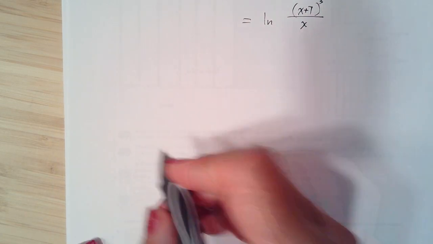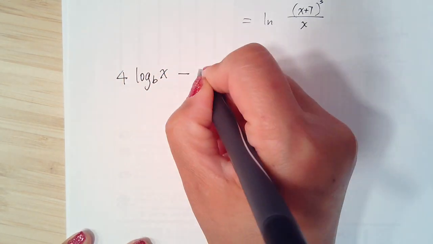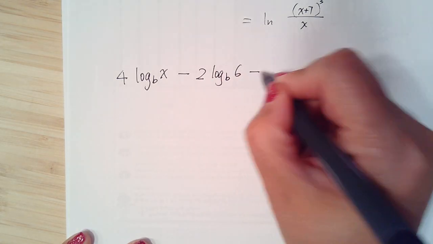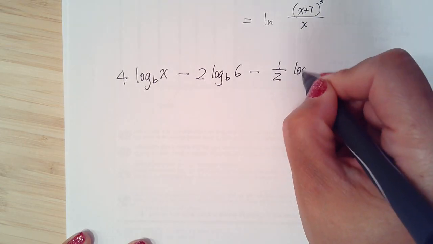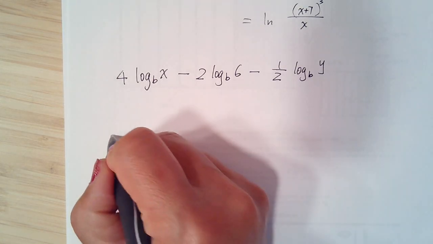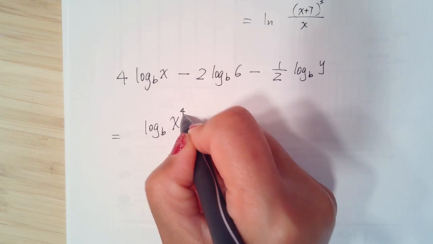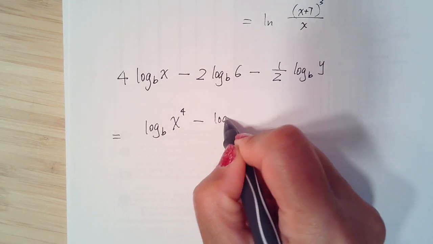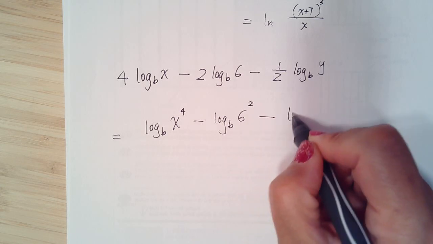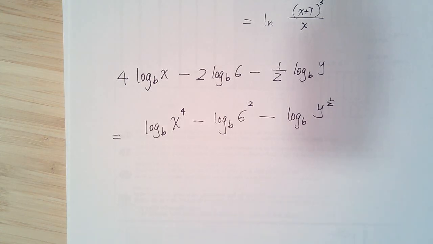Next one, 4 log b x minus 2 log b 6 minus 1/2 log b y. All right, now this is log b. I bring this 4 up, so it's x to the 4th. And a minus log b. I bring this 2 up, so it's 6 squared. And a minus log b. I bring this 1/2 to the exponent of 2.